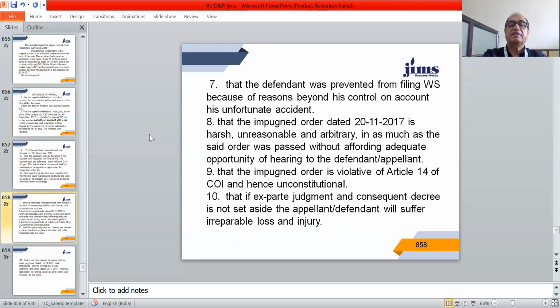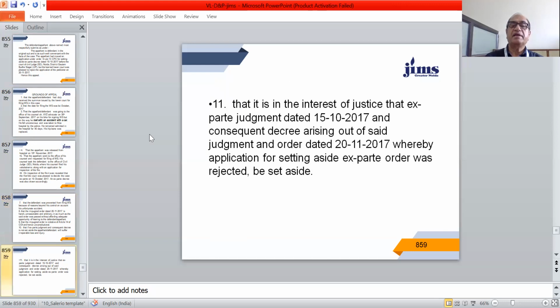Para 8. That the impugned order dated 20th November 2017 is harsh, unreasonable, and arbitrary, inasmuch as the said order was passed without affording adequate opportunity of hearing to the defendant appellant. Then para 9. That the impugned order is violative of Article 14 of Constitution of India and hence unconstitutional. Para 10. That if ex parte judgment and consequent decree is not set aside, the defendant appellant will suffer irreparable loss and injury.